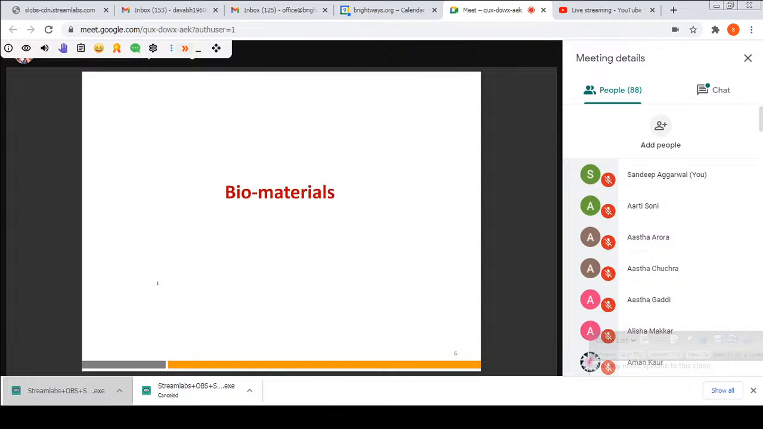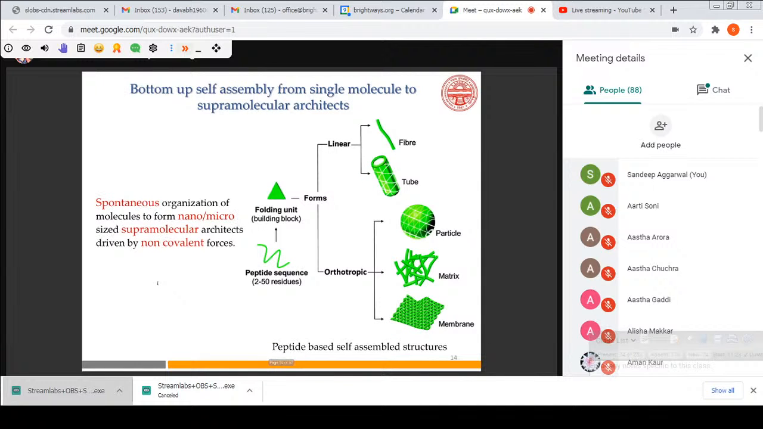Okay, so with this background, I'll be discussing some of the applications of biomaterials, how we have used these biomolecules to make new types of biomaterials. What we have done in our lab is initially we started with small biomolecules such as amino acids and small peptides, and we have tried to assemble them into different supramolecular architectures.